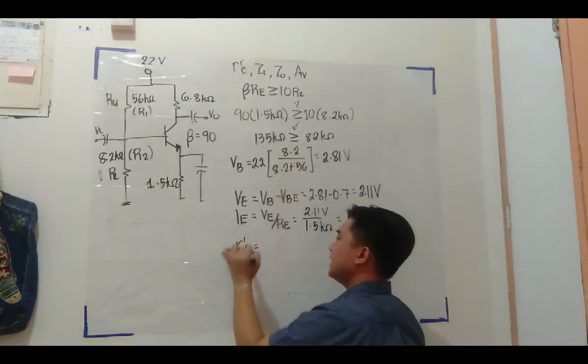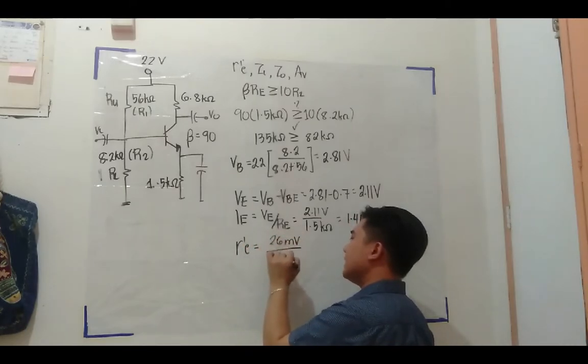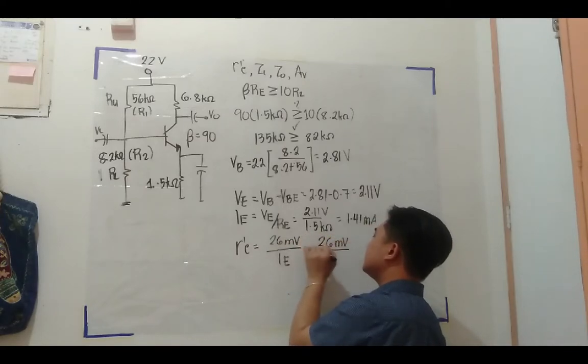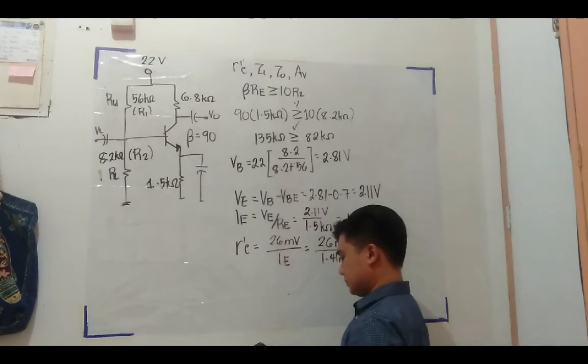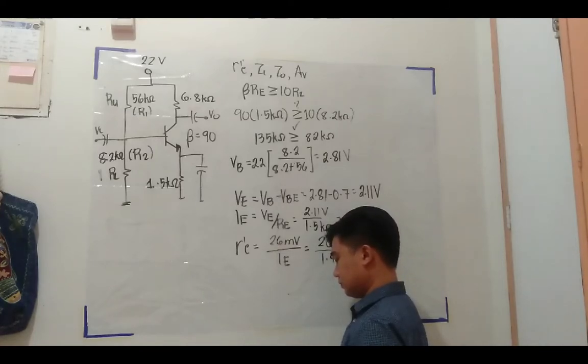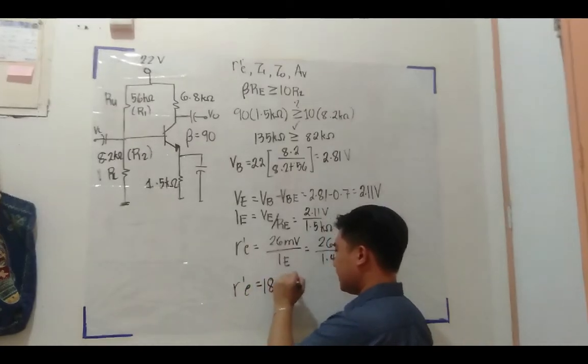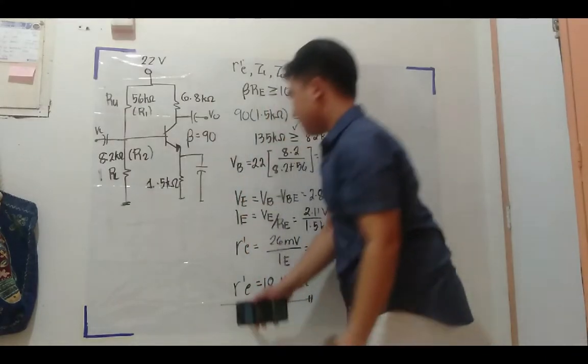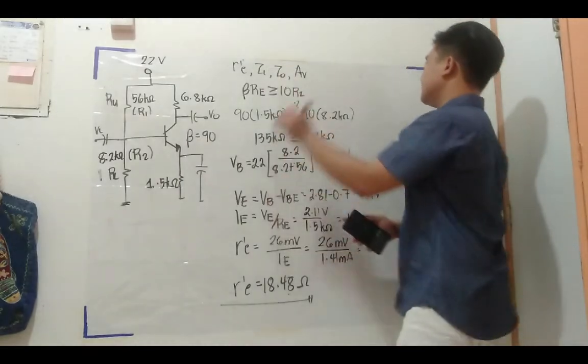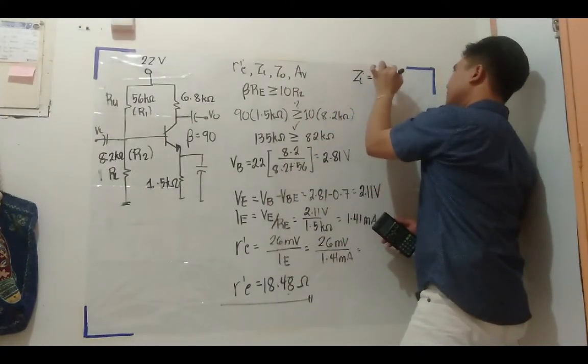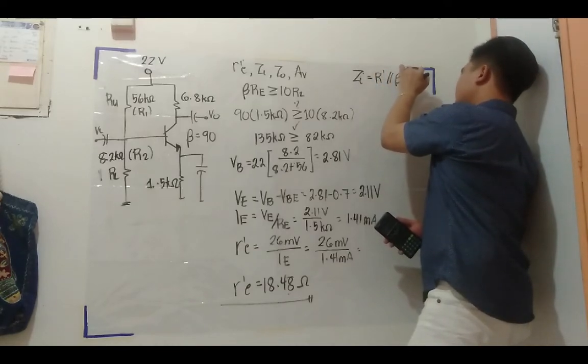Dahil si R prime E po ay equal lamang sa 26 millivolts divided by IE. So, 26 millivolts divided by 1.41 milliamperes. R prime E is equal to 18.48 ohms. Okay? So, meron akong R prime E. Paano ko kukuhain si Zi? Si Zi is R prime parallel with beta R prime E.